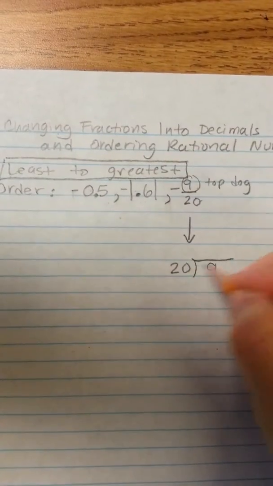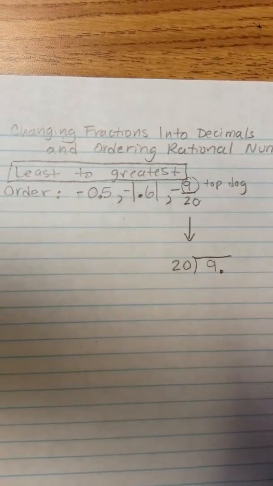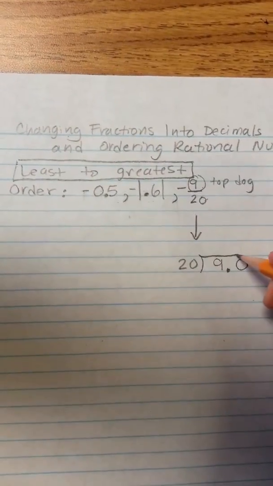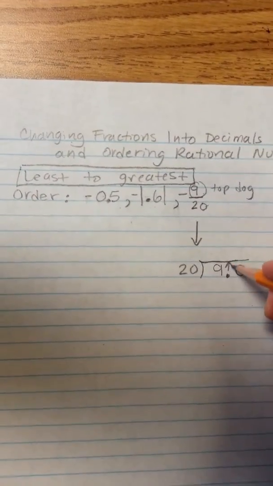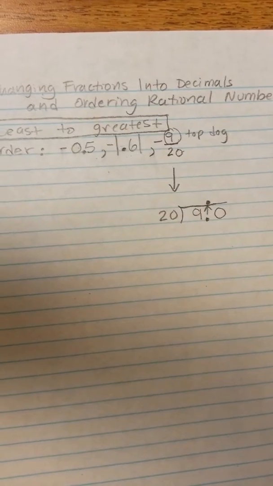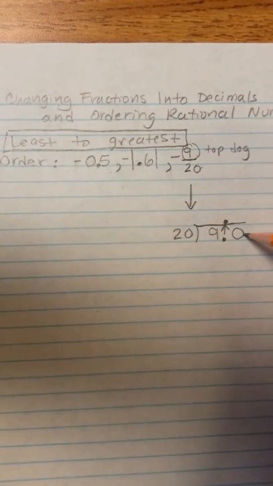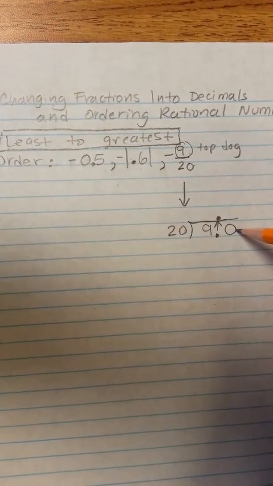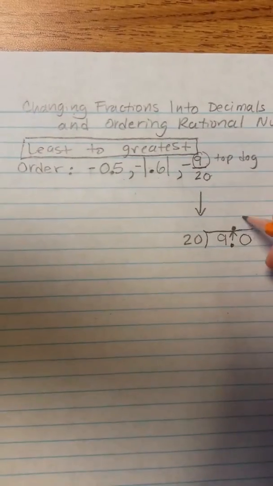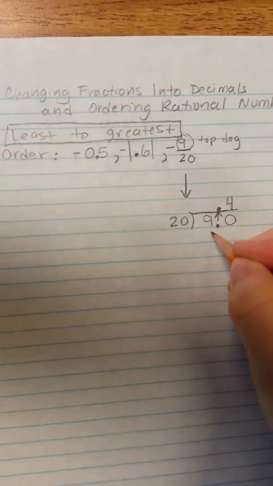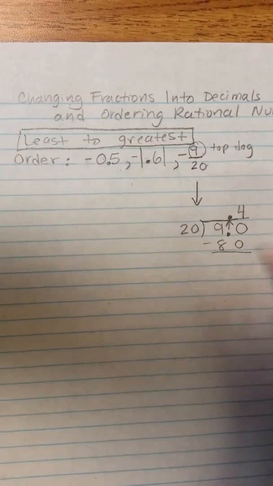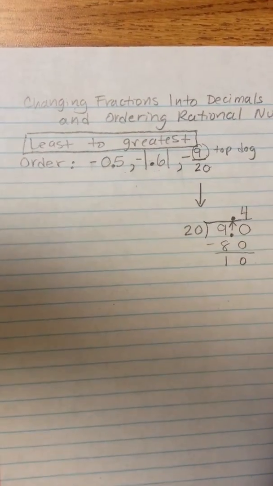Now, 20 is not going to go into 9. So I'm going to put a decimal and a 0. I'm going to bring my decimal straight up into my quotient. Now, 20 will go into 90. Let's go ahead and try 4 times. 4 times 20 gives me 80, and I'm left with 10.